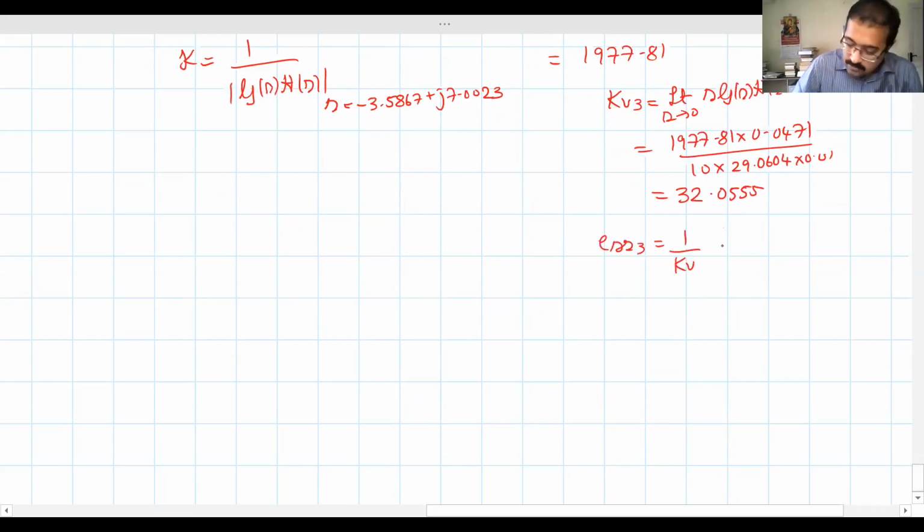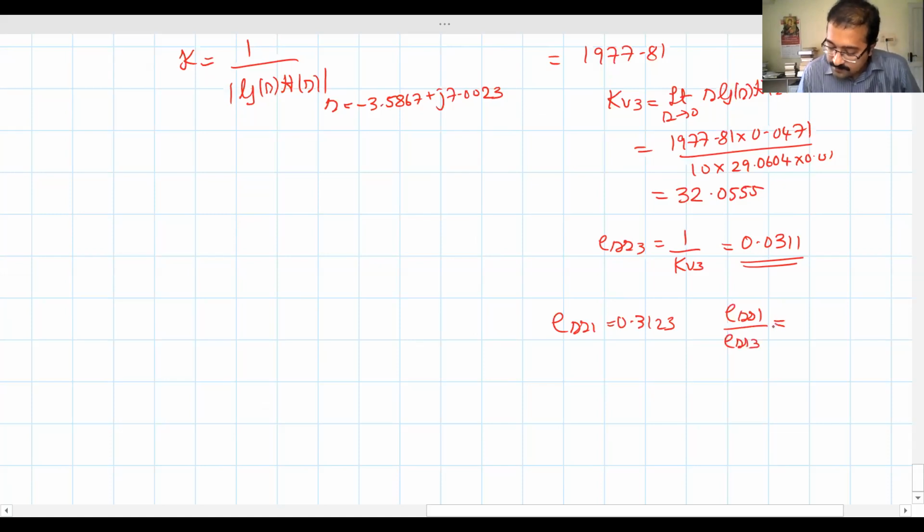And how much will you get? 0.0311. What was the original steady state error, ESS1? We had calculated that. That was 0.3123. So if you take this ratio, ESS1 by ESS3, how much will you get? 10 times. So that means we have met the desired specifications with the help of a lag-lead compensator.